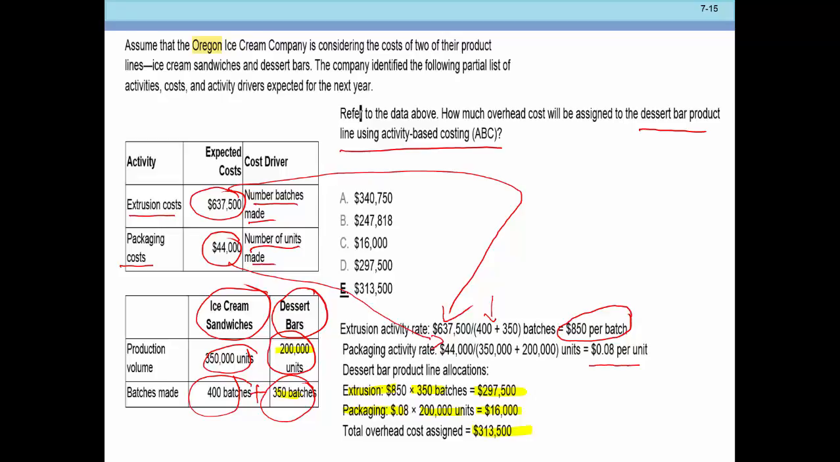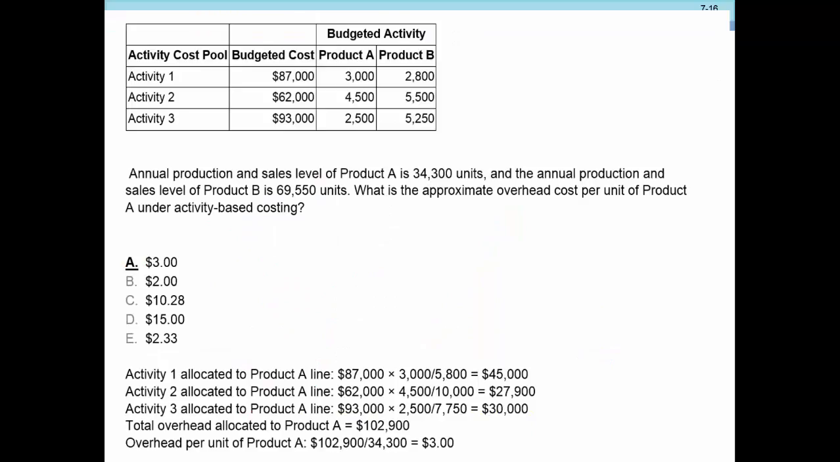Okay. All right, good. So let's go ahead and take a look at this next one. We're seeing now that we have 3 different activities and a couple of different products. Similar to before, when we had sandwiches and candy bars, now we're dealing with product A, product B, and 3 different activities that we're going to be considering. In the one that we went through in the PDF file, it was several activities, right? So this one's still easier than that one.